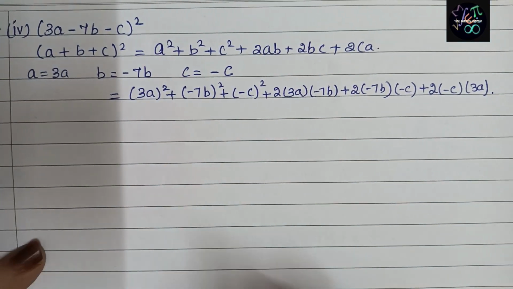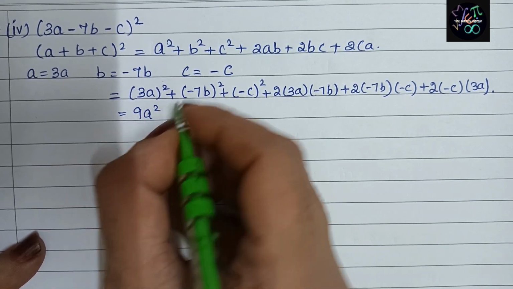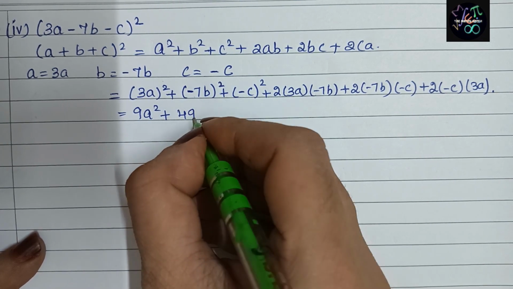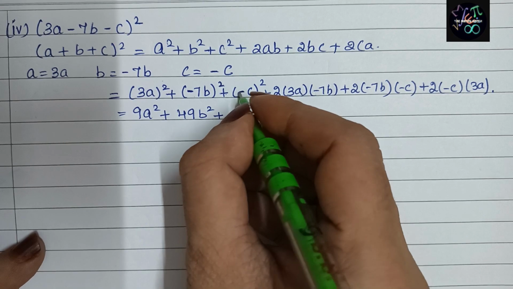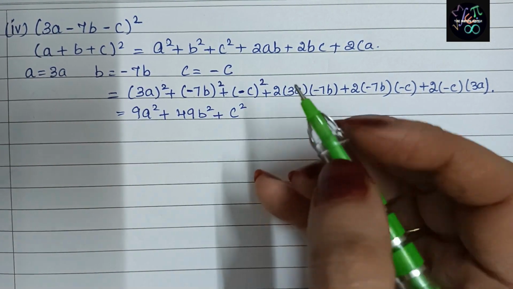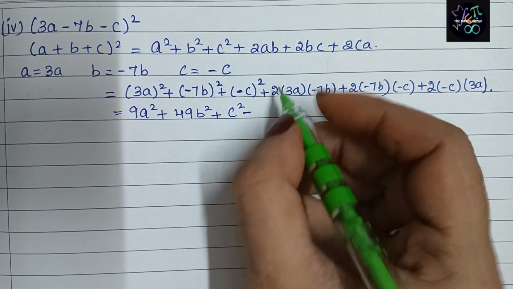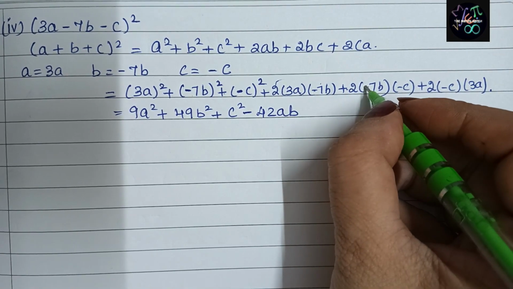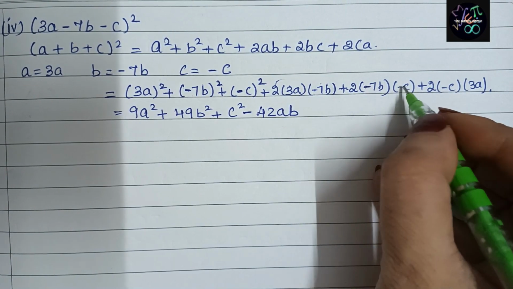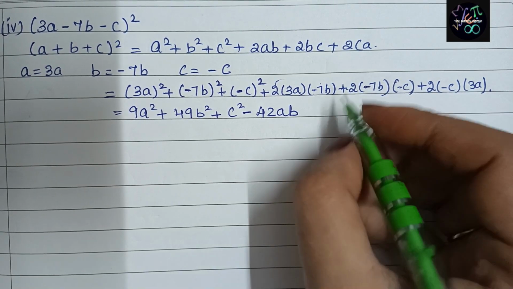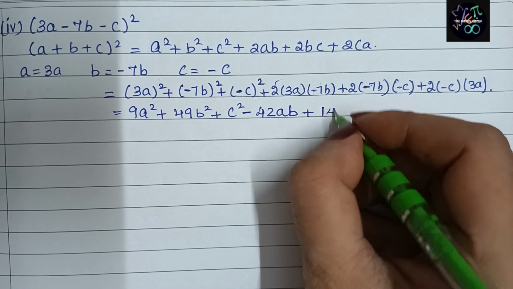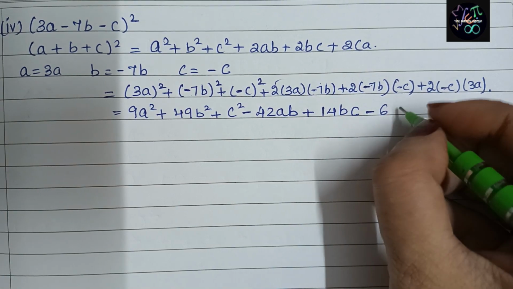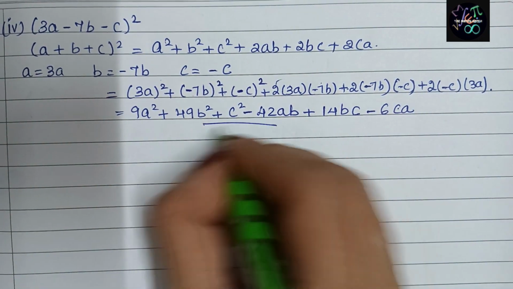Let us solve now. 3 square, 3 threes are 9, a square as it is, plus minus sign and square, minus gone, 7 square, 7 sevens are 49, b square, plus as it is, minus sign and square, minus gone, c square as it is. Now properly we have to see the sign. 2 threes are 6, 6 sevens are 42, ab, with minus. 2 minus signs, so minus minus is plus: 7 2s are 14, 14bc. Here plus minus only one sign, so minus: 2 3s are 6, ac or ca. So this is the answer for question number four.